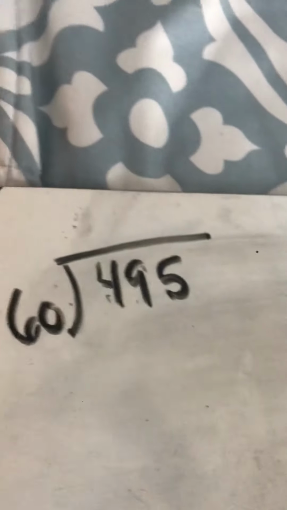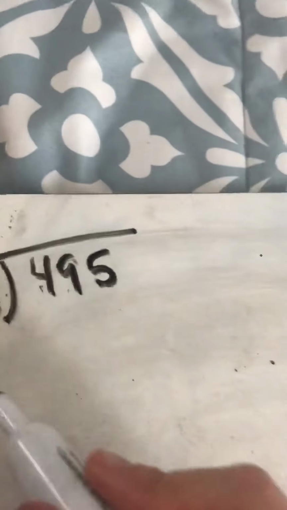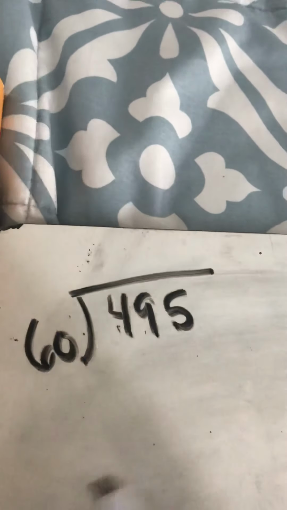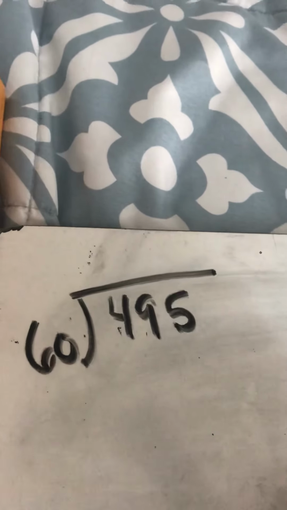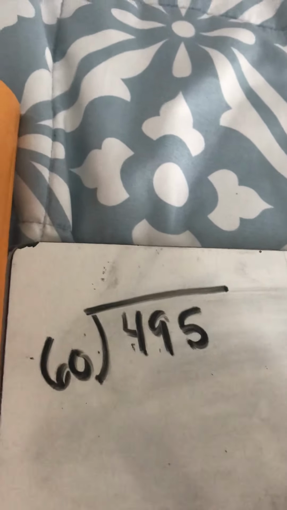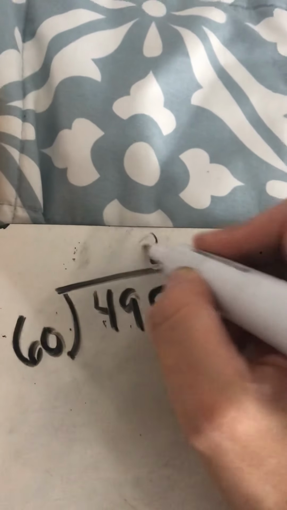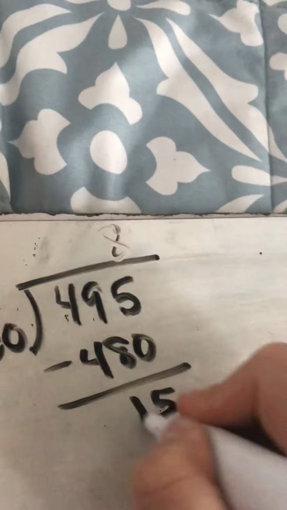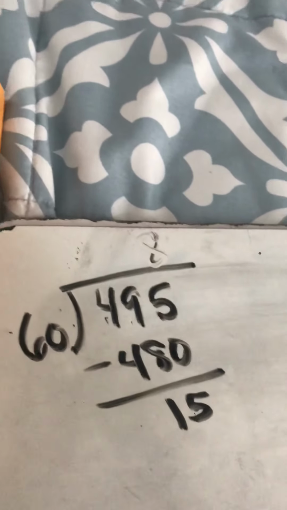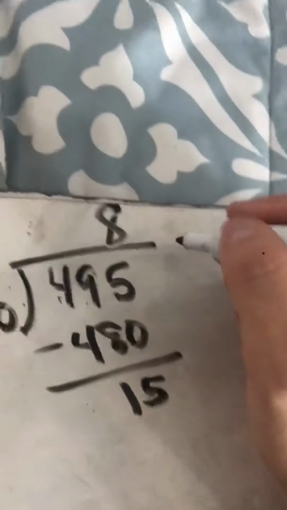Divide it by 60. 60 goes into 4, never. 60 goes into 49, not quite. 60 goes into 495, yes it does. I know that 6 times 8 is 48, so 60 times 8 must be 480. So I'm going to put that there. And I'm left with 15. So that means that it is 8 hours and 15 minutes.